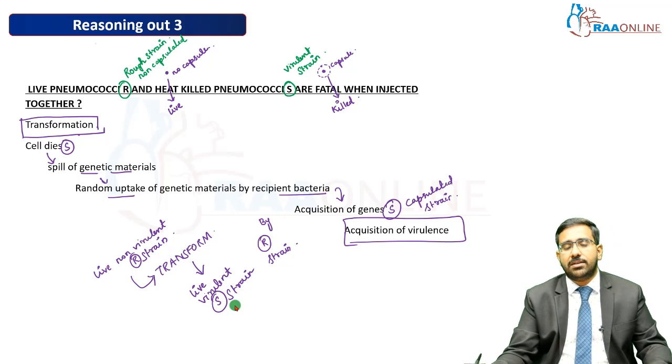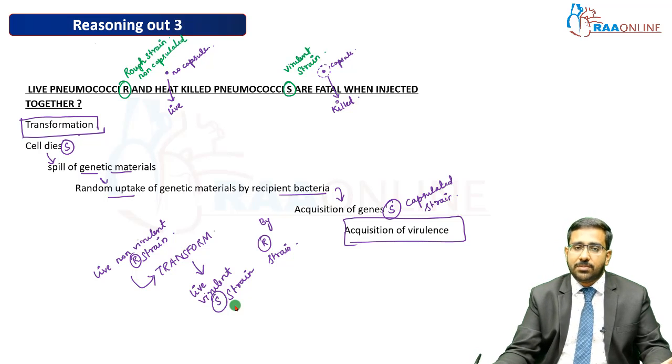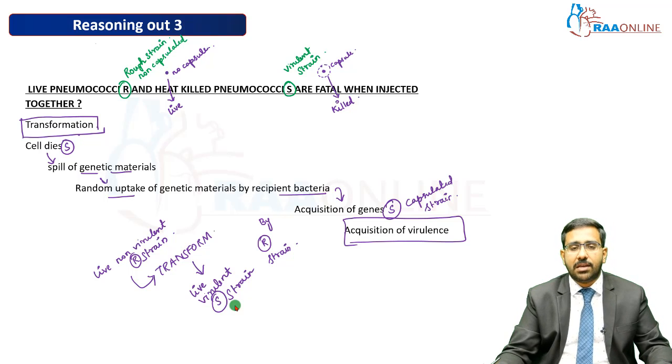So this is an experiment called the Griffith experiment, where they proved this using two strains, the killed one and the live one, and demonstrated the experiment of transformation. So this is about reasoning number 3.